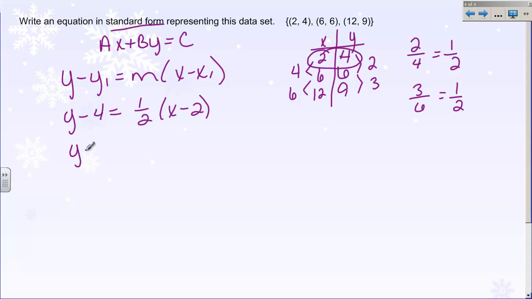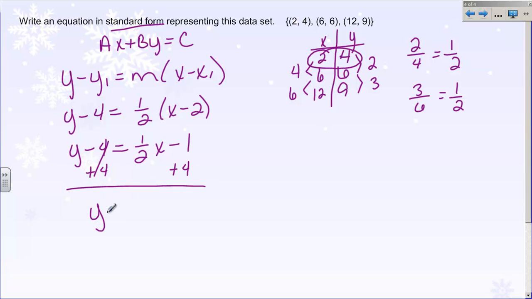Distributive property, so y minus 4 equals 1/2 x, and then 1/2 of 2 is going to be 1, so it becomes minus 1. Now, if you want to go to standard form, the first thing I'm going to do is make it slope-intercept form, so I'm going to get y by itself, because then it makes it easier to get it into standard form, to get all the x and y together. So I'm going to add 4 to both sides. So now I have y equals 1/2 x plus 3, because negative 1 plus 4 is 3.